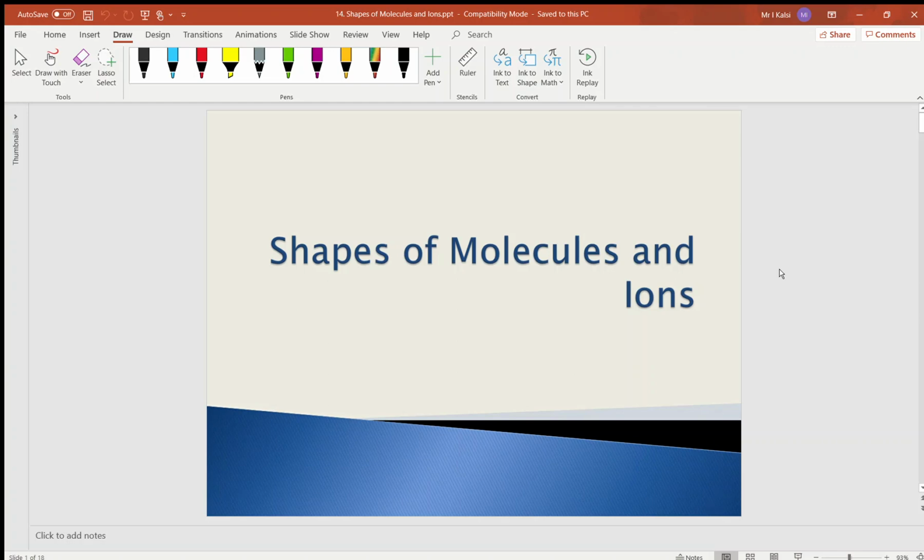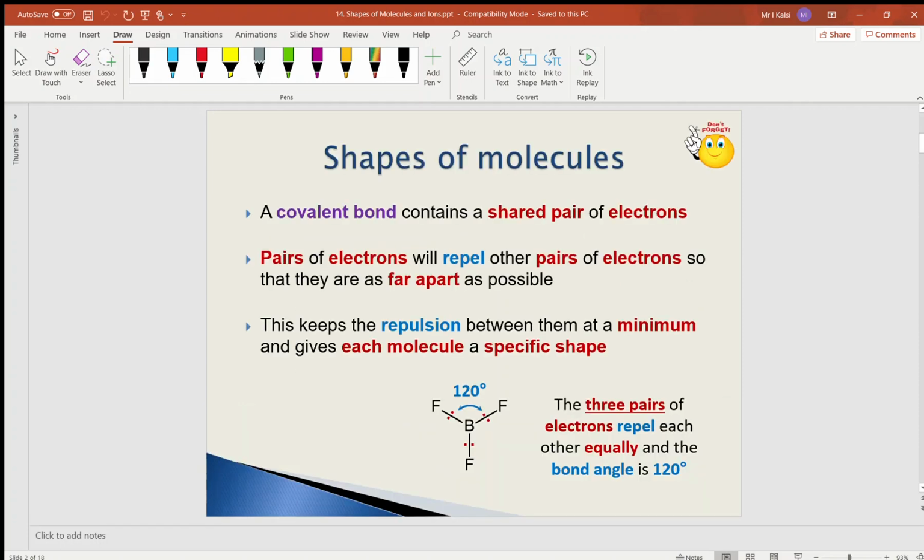Hello all. Today's lesson is about shapes of molecules and ions. What I'm going to start by explaining is why a molecule has a certain shape. But we must remember what a covalent bond is. A covalent bond is a shared pair of electrons.